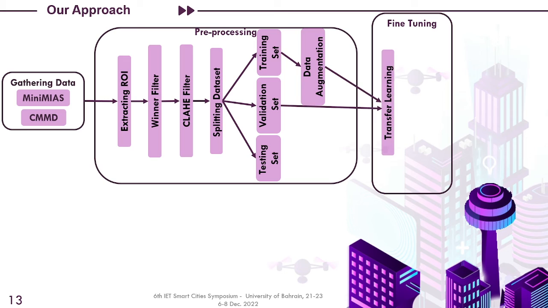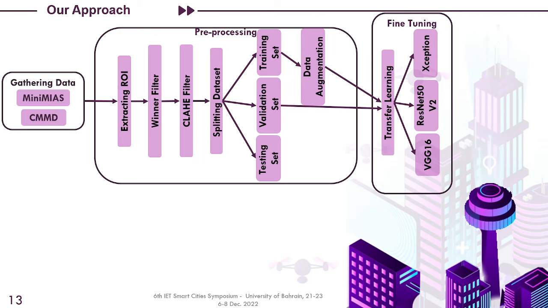So, as mentioned before, transfer learning is considered a useful tool for problems where the dataset is not large, so we adapt a pre-trained model to our situation. As mentioned before, the three pre-trained CNNs were Xception, VGG16, and ResNet50 version 2.